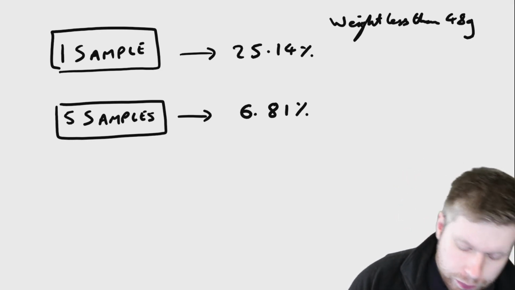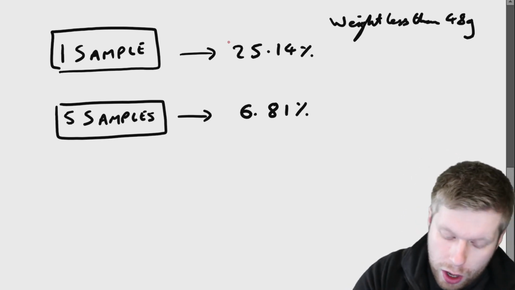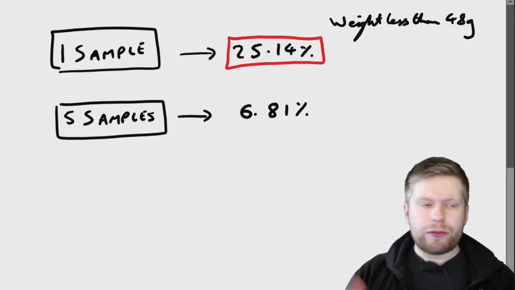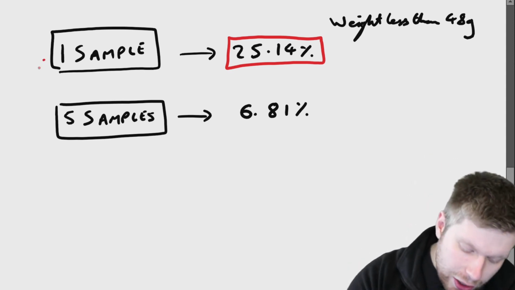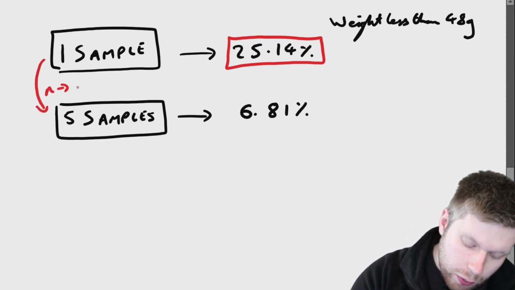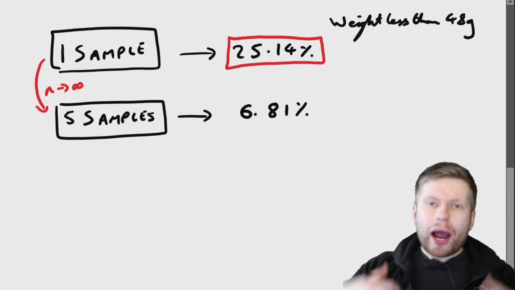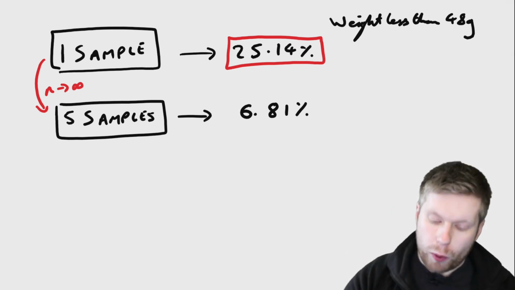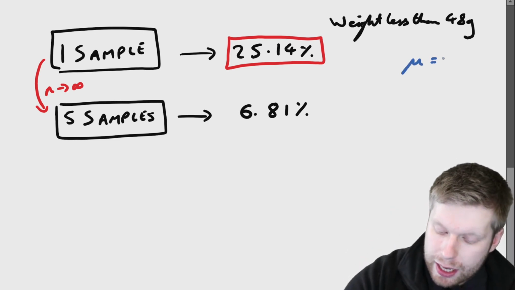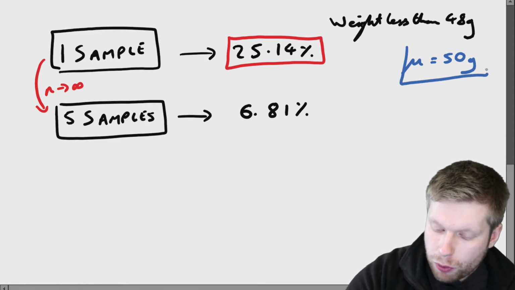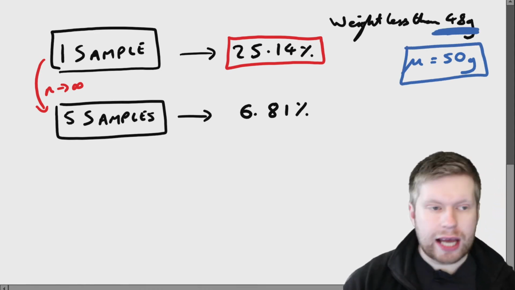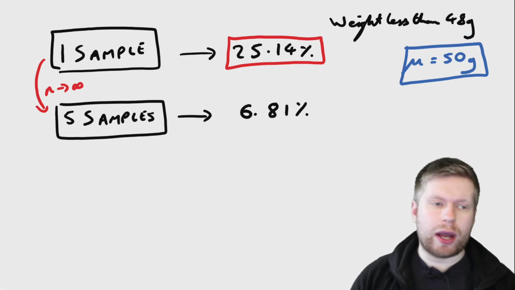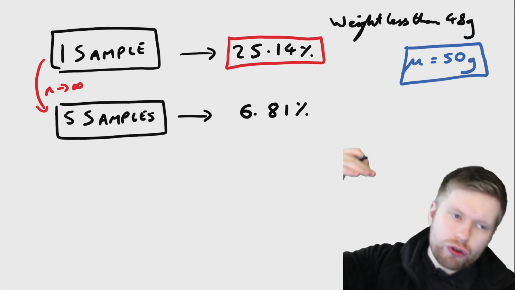Because with one sample, the probability of obtaining something less than 48 grams is 25.14%. Then as I increase the number of samples, as n approaches infinity, I should end up with samples which are closer to the true population mean weight. Remember, the true population mean weight is 50 grams. So the probability of obtaining a sample with a weight of 48 grams, which is away from the true mean weight, should dramatically decrease.